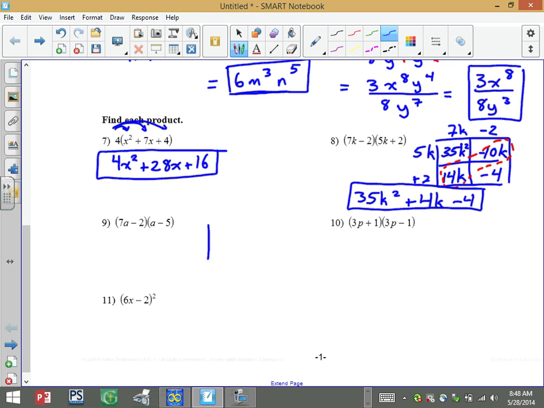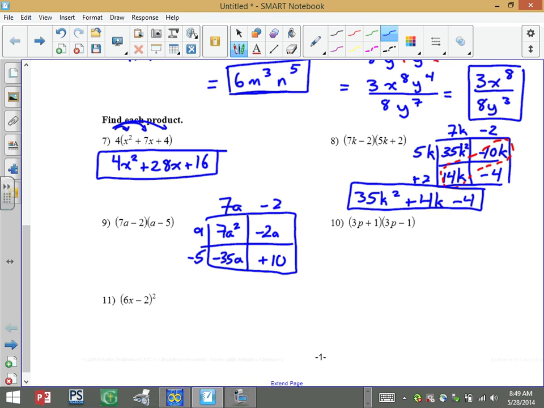Same process for number 9. Go ahead, use your box. It keeps stuff organized. It keeps all the like terms together. So 7a times a is a squared. Then we got minus 2a, minus 35a, and then negative 2 times negative 5 is positive 10. Again, combine the like terms, so we're left with 7a squared. Negative 2 plus negative 35 is negative 37a, and then plus 10.